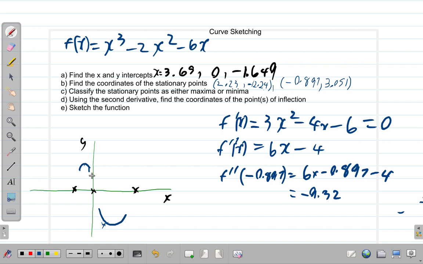Now, the next part, part D, says using the second derivative, find the coordinates of the points of inflection. Point or points of inflection. Let us look at that in a different video.